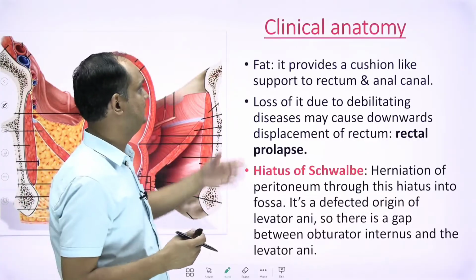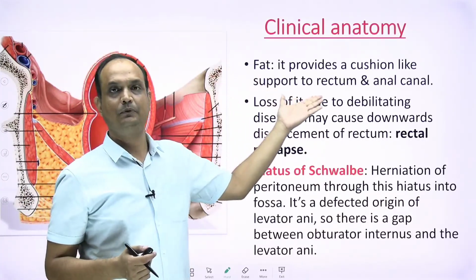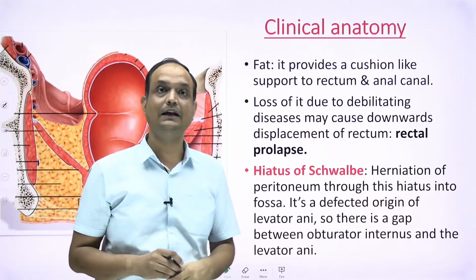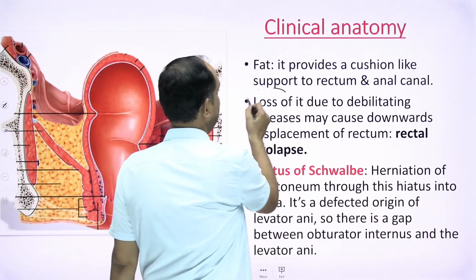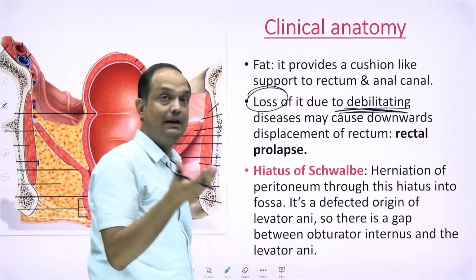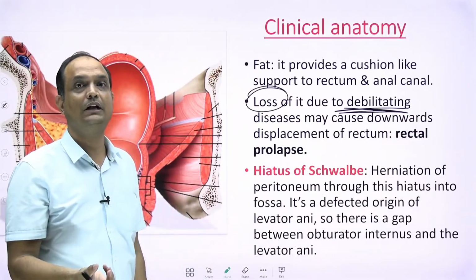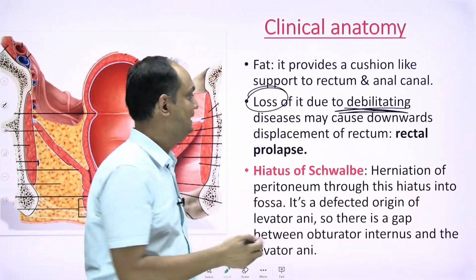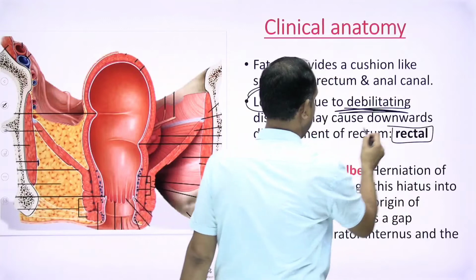The first use is the fat. We know that fat provides cushion-like support to the rectum and anal canal, but in case of the loss of the fat in debilitating diseases, what will happen? The rectum will prolapse downward due to the lack of support or due to the creation of large spaces, and that is known as rectal prolapse.